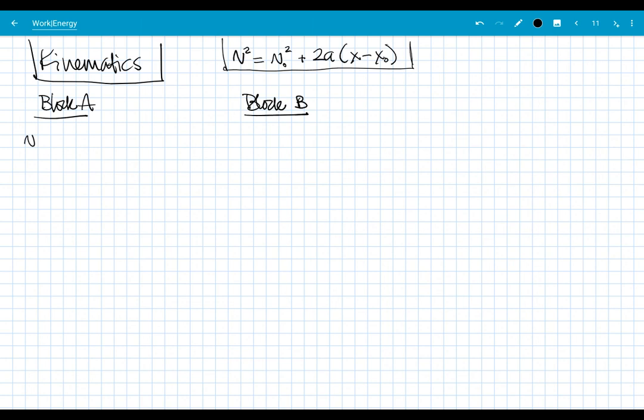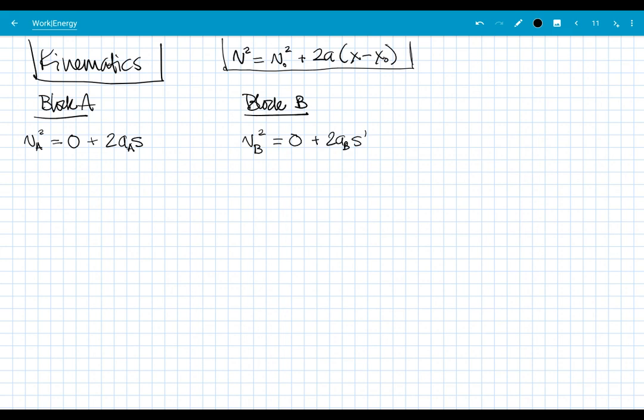This would look like VA squared, my final velocity for A, equal to the initial velocity of A, which is 0, plus 2 a sub A, the acceleration of A, times the displacement for block A, which we're calling S. If I look at block B, VB squared equals, again, 0 plus 2 a sub B, the acceleration for B, times the displacement for block B, which is S prime. Okay, so I've got some kind of relationship here.